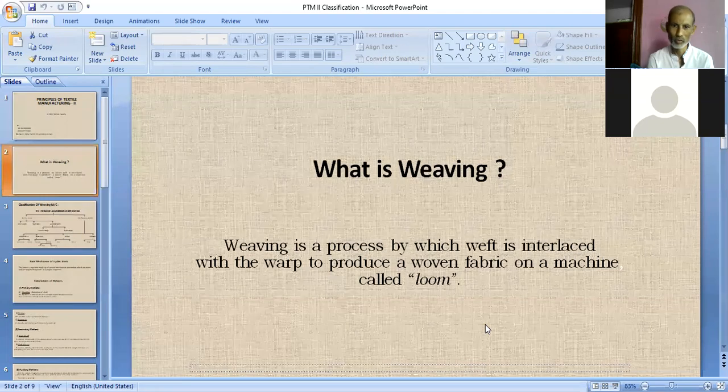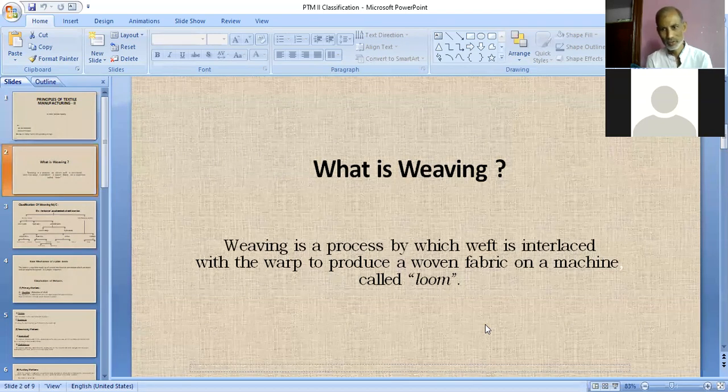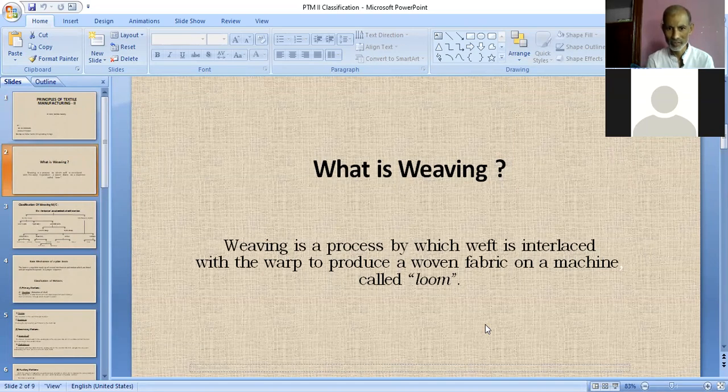This definition we have already covered, but for the students who are coming for the first time, they can understand this. Weaving is a process by which we are interlacing two series of threads. One is known as warp threads, another is known as weft threads. When the warp threads are interlaced with weft threads, it produces a product which is known as woven fabric. And this process takes place on a machine called a weaving machine or loom.